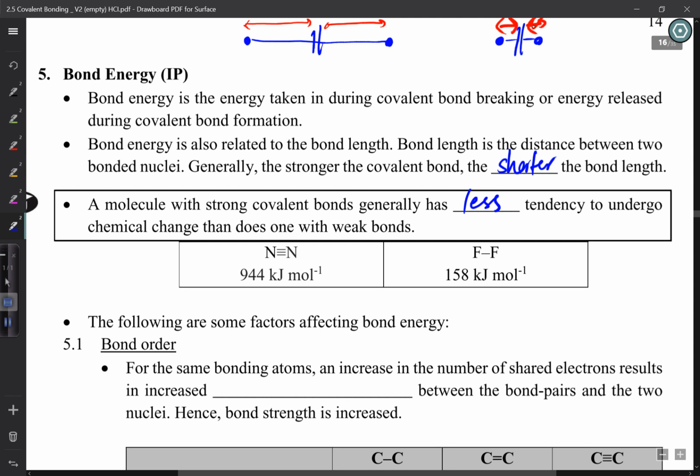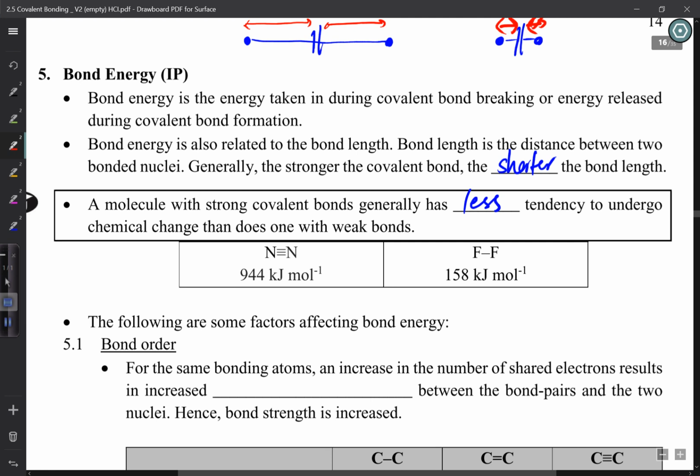Whereas for fluorine, you can see that it's only 158. It's only a fraction of 944. So, in fact, fluorine is the most reactive gas, or rather the most reactive element. It will react with almost all the other elements. Whereas nitrogen, we say that it's an inert gas, because of the strong N≡N triple bond.